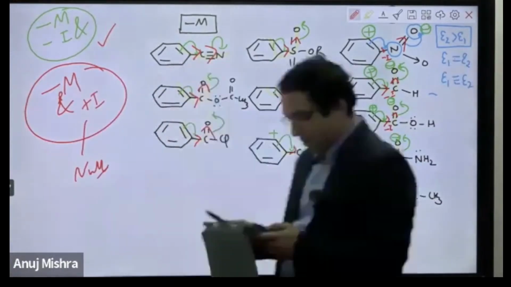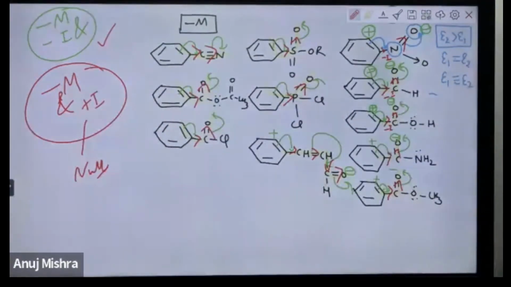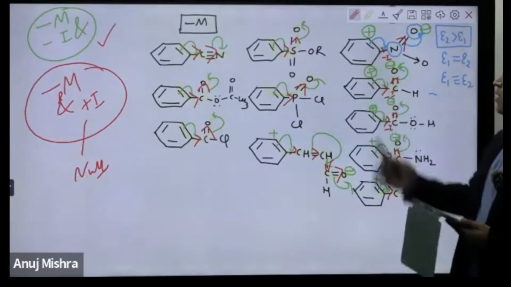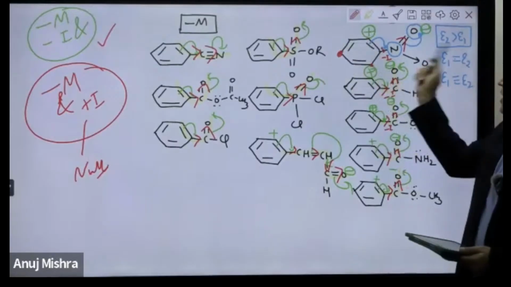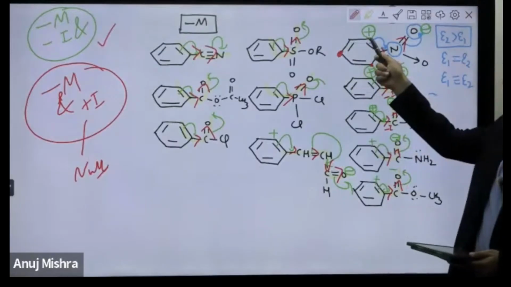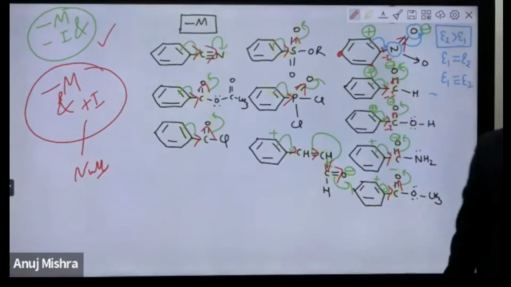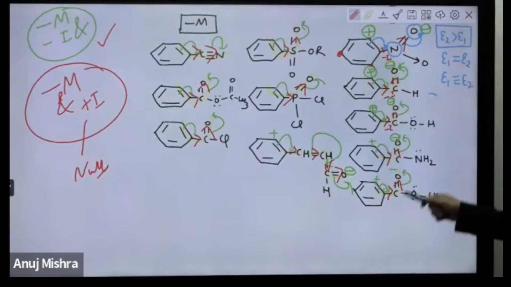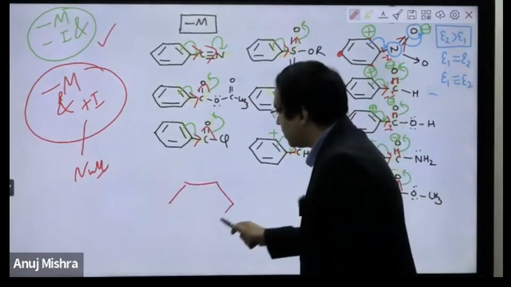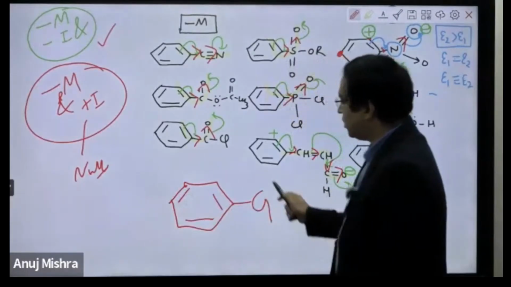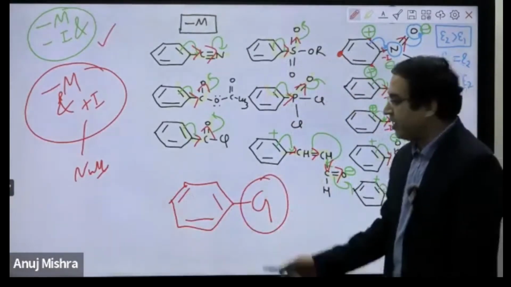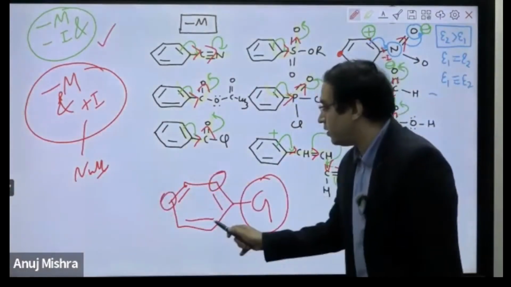Can I remove this? So in minus M cases, you're getting plus charges here, here, and here. And the same in plus M cases, you're getting minus charges here, here, and here, right? So how many of you can observe that in both cases you are getting charges. Let's say G is a group. Let it be plus M or minus M. You're getting charges here, here, and here.